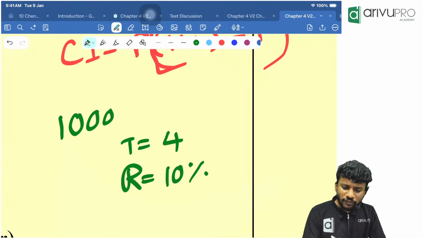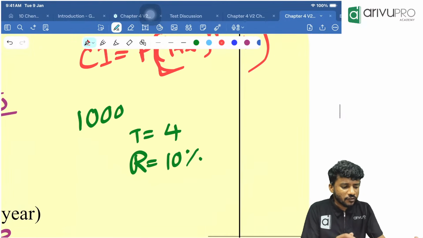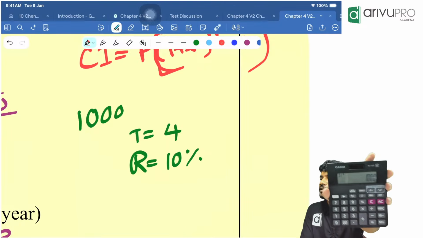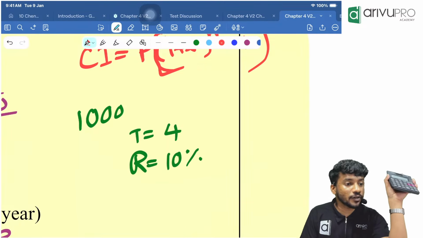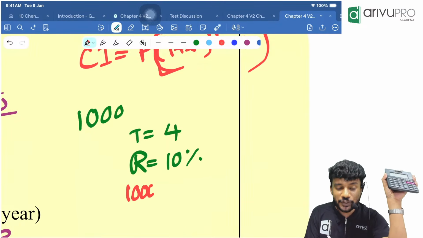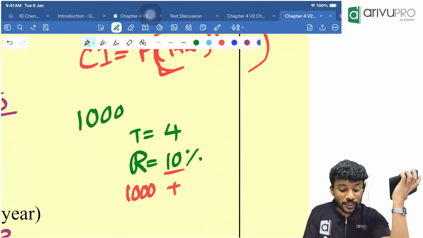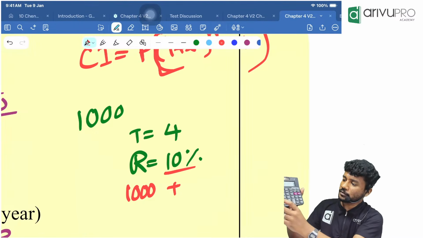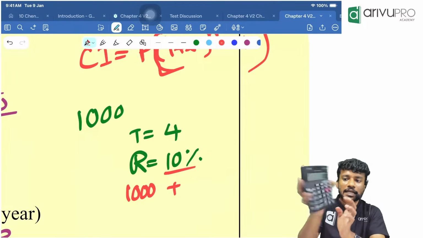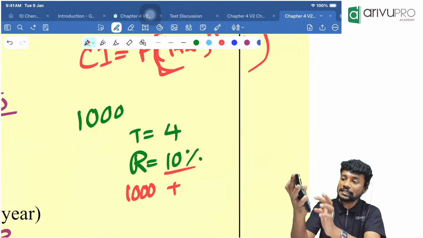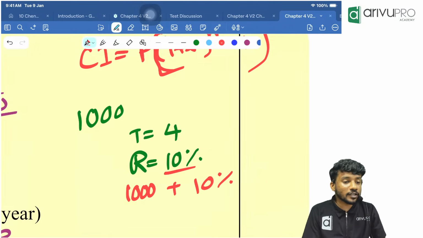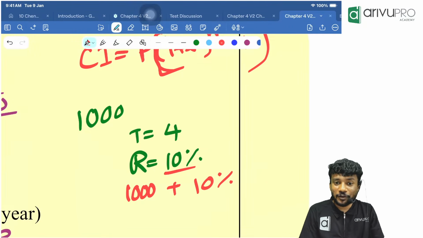Now, how I will find this in calculator is, first I will type my base number. How much is the base number? 1000. Everyone type that 1000 on your calculator. Type 1000 plus. How much is the rate of interest? 10%. So type 1000, then plus 10, then click percentage. How much did you get? 1100. That is the amount after 1 year.